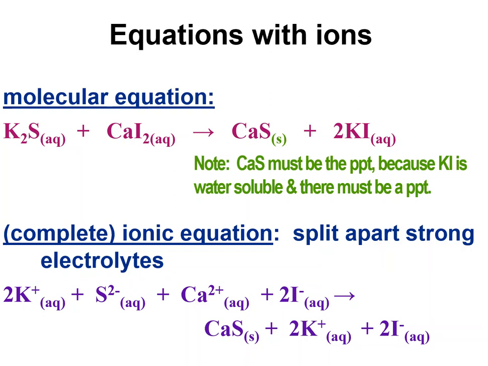Notice that this 2 makes me have a 2 here, because when that breaks apart I get 3 ions. 2 are potassium and 1 is sulfide. So to get my complete ionic, I split apart everything that is a strong electrolyte. And if you'll notice, I did not split apart this. This says solid, and so it is a solid here and it's not split up. This is our precipitate. Okay. So everything but the solid is split apart. These are all ionic.